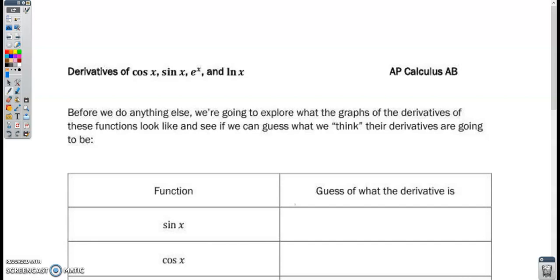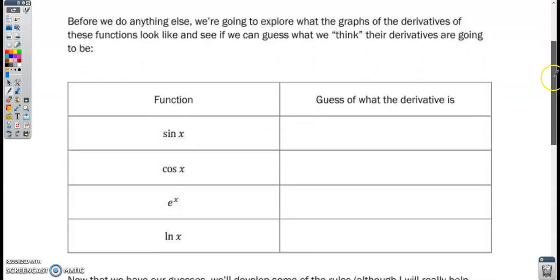In this video, we're going to be looking at information from Section 7 of Unit 2 of AP Calculus, the derivatives of cosine of x, sine of x, e to the x, and the natural log of x. So the first thing that we're going to do here is explore what the graphs of the derivatives of these functions look like and see if we can guess what we think their derivatives are going to be.